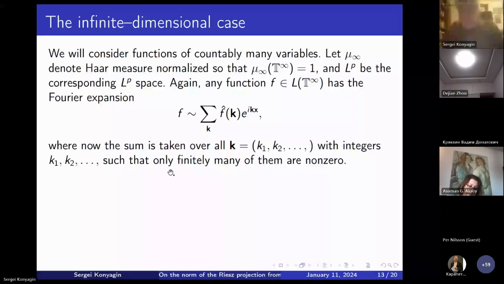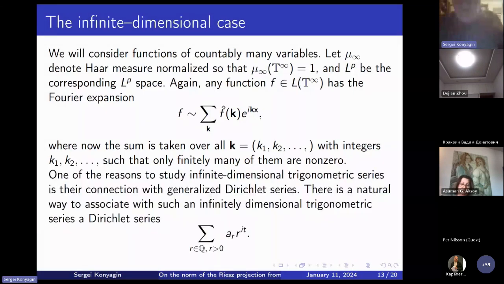So, of course, if one speaks about the infinite dimensional torus, he can be asked: is it interesting? It seems that maybe it is an exotic subject. It is not an exotic subject. It is a useful subject, because it has a connection with generalized Dirichlet series.